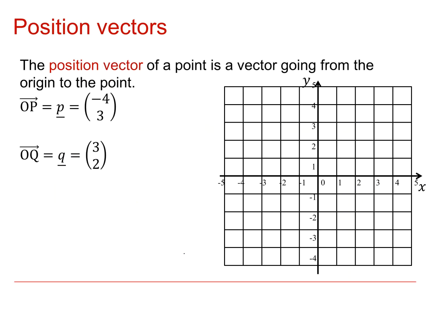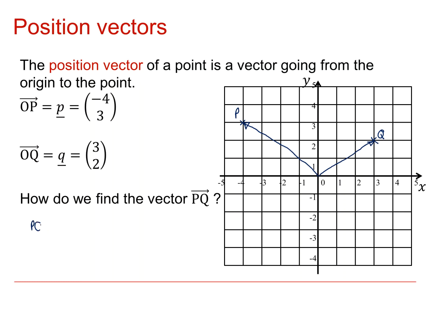The position vector of a point is simply the vector going from the origin to that point. So if the point P has position vector (-4, 3), it must be here. And there's its position vector. Similarly, the point Q must be here, so that its position vector is (3, 2). Pause the video for a moment while you find the vector PQ.